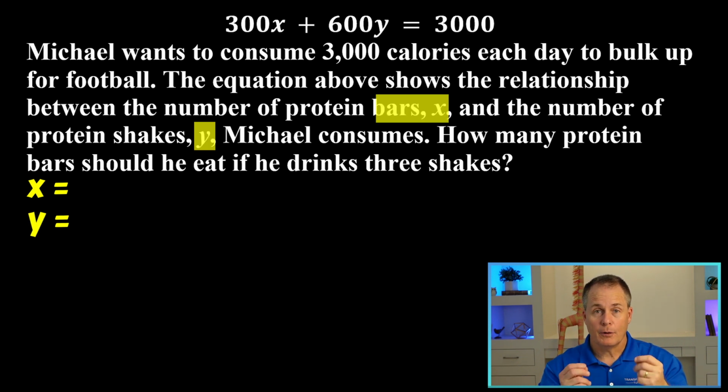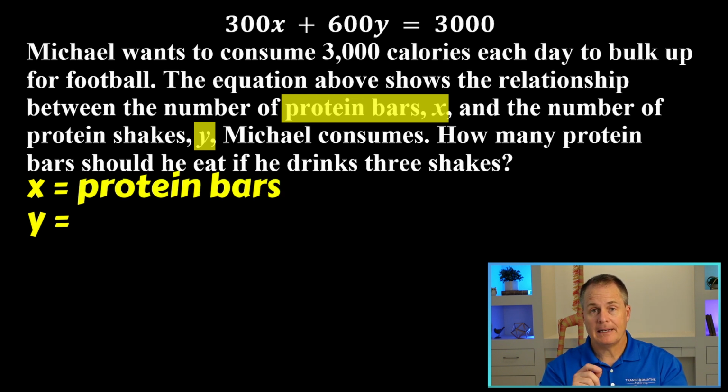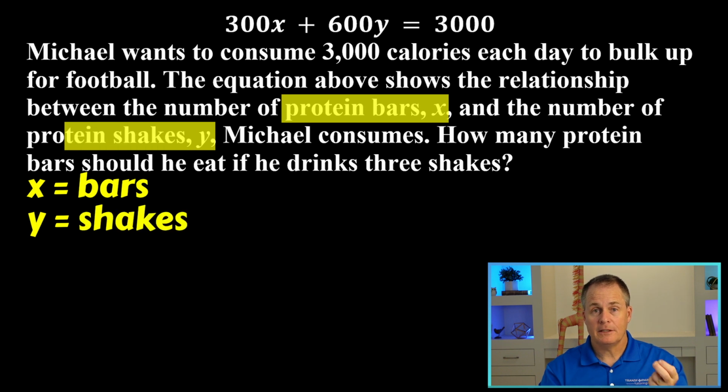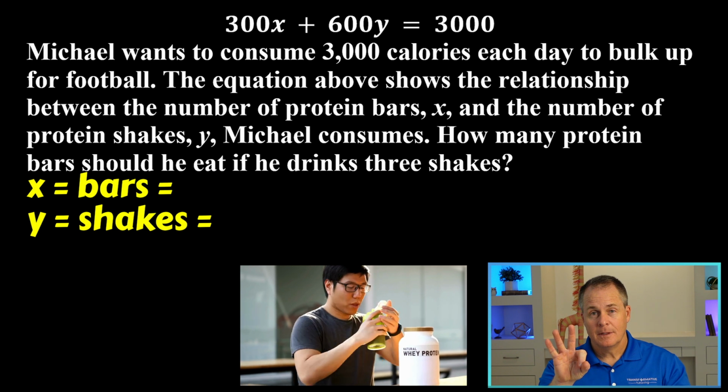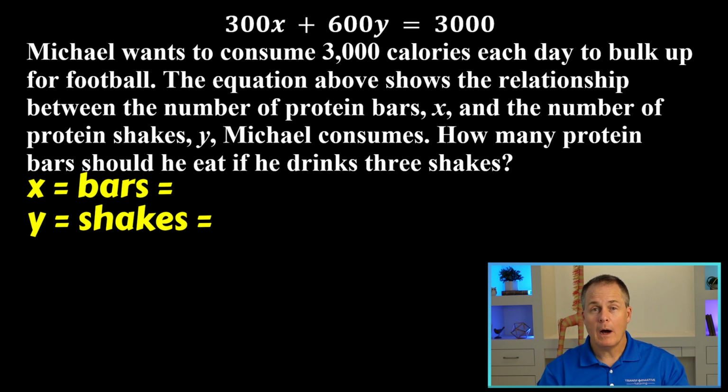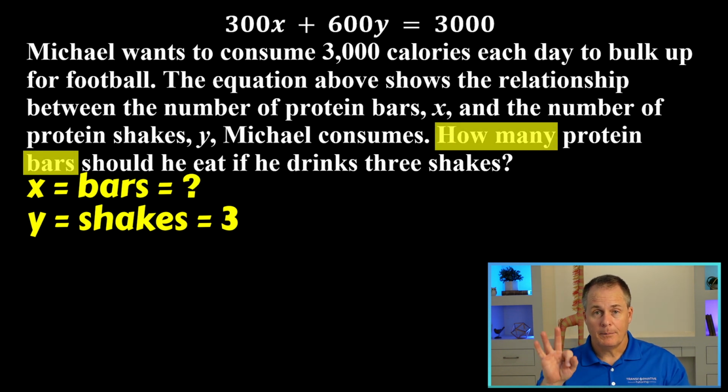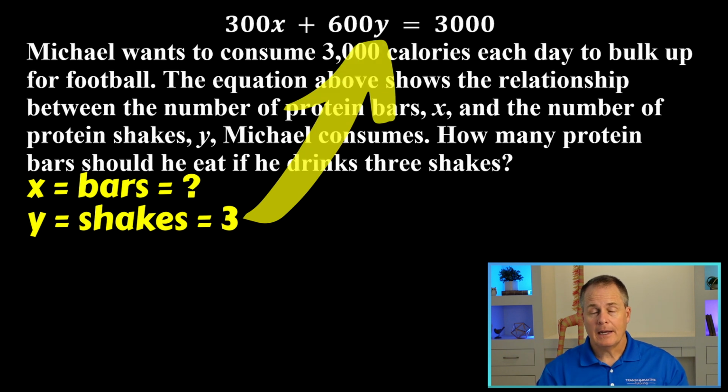X is the number of protein bars. So I'm going to write that down. X equals the bars. And then Y is the number of protein shakes. So I'm going to write that down also. Now that you've summarized your variables, try to figure out which variables you know and which variable the question is asking about. So he had 3 shakes. So what does that mean? Well, that means that Y is 3 and they're asking how many bars. So X is what we have to figure out. So we're going to put 3 in for Y and work it out.